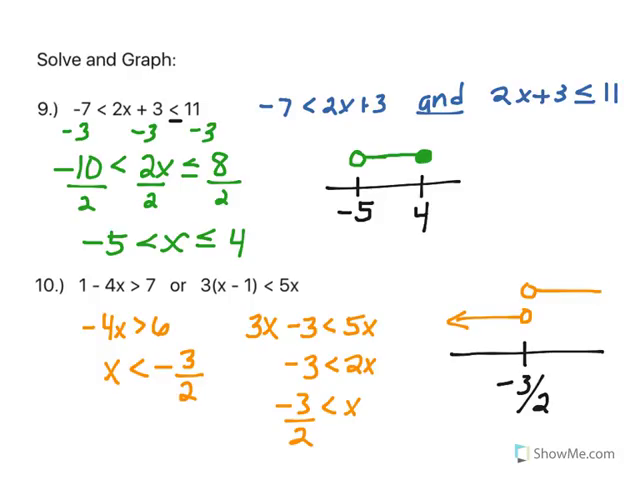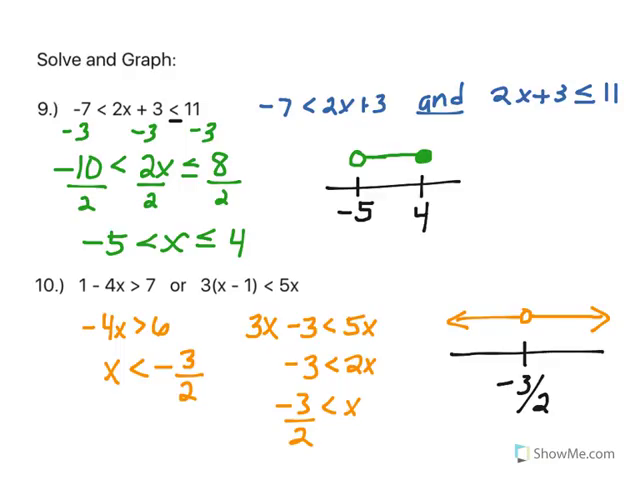So I'm going to go back and erase this portion up here. Erase, erase, erase. There we go. And we're going to draw it so it looks like all real numbers, but there's a hole at -3/2. So again, this is all real numbers except for -3/2.